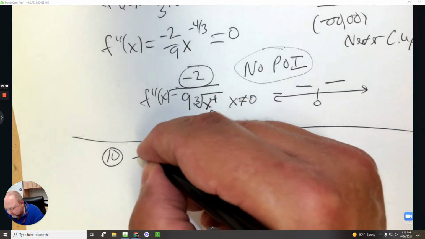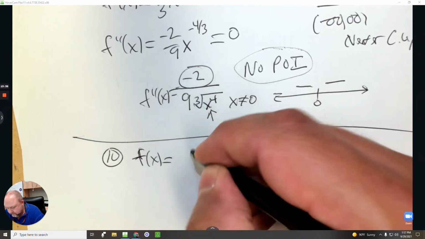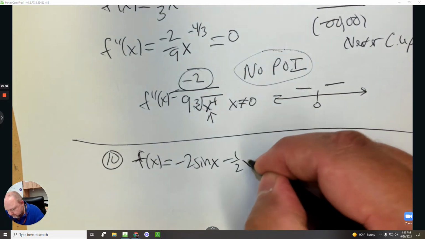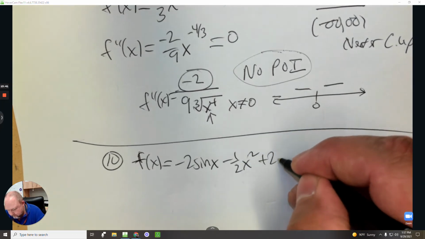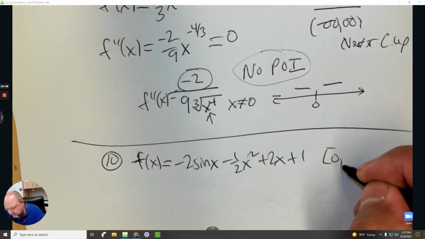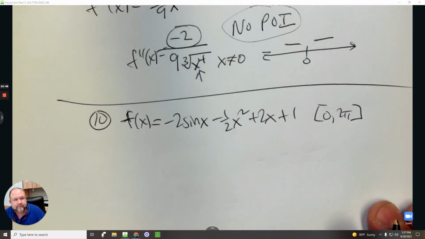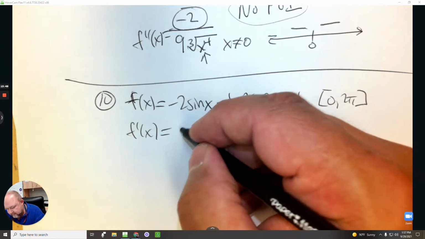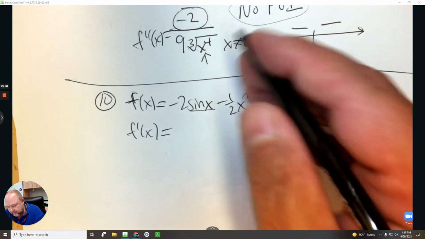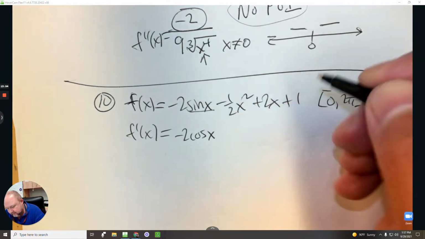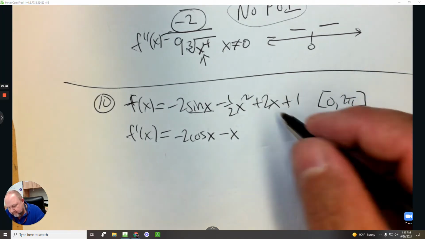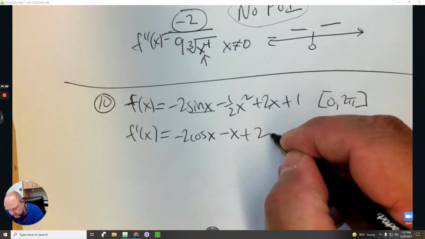So we have a function from 0 to 2 pi. I need to take the derivative. So that's the derivative of sine is cosine. So it's negative 2 cosine x. 2 times a half is negative 1x. The derivative of 2x is 2.